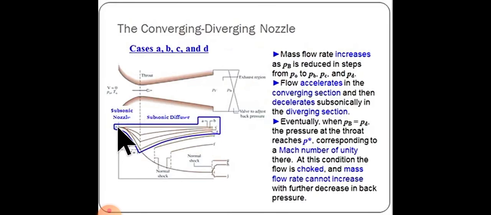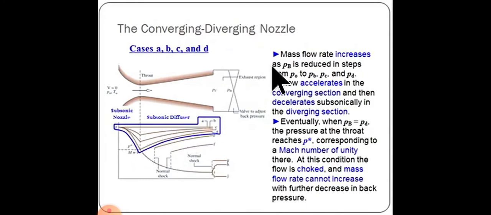You see that graph? Similarly, we open the valve more. So what we are basically doing is decreasing the back pressure. As we are decreasing the back pressure, the velocity increases then decreases, increases then decreases. The pressure decreases then increases. Okay, you can relate this.